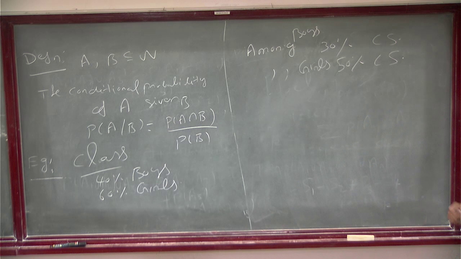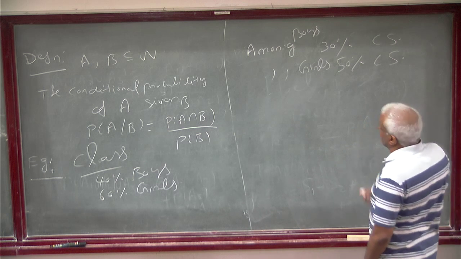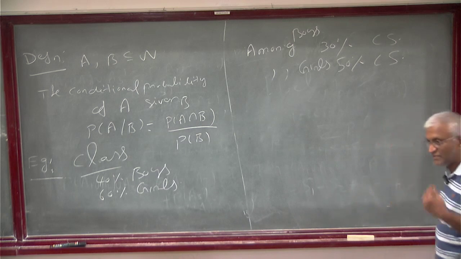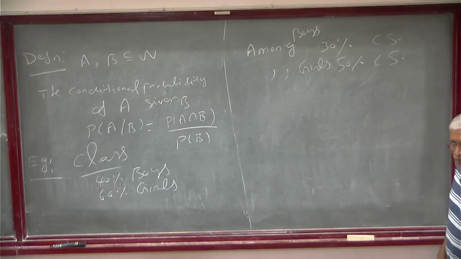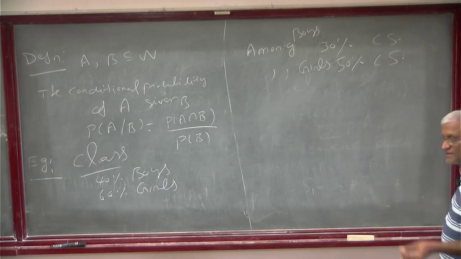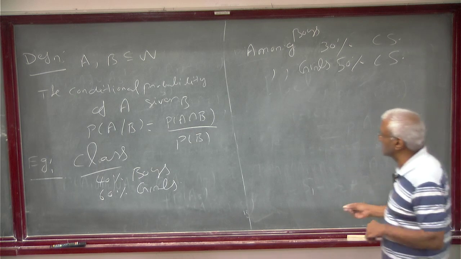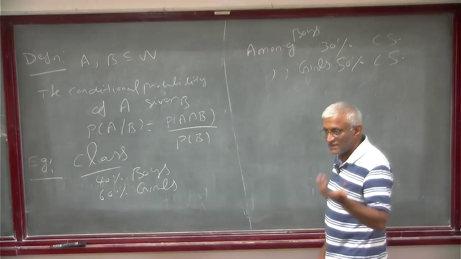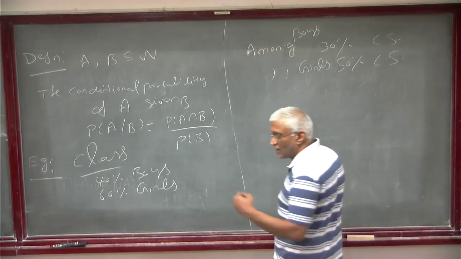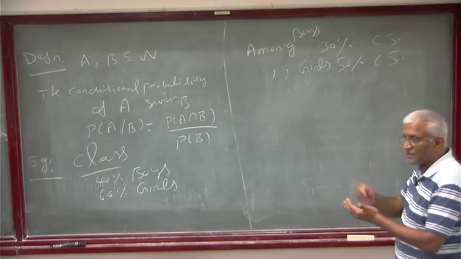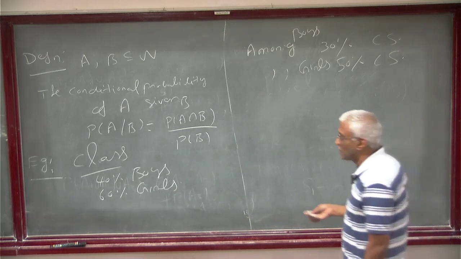So what do you want to do? Now you select one person at random. How do you select? Of course, you can ask them, but this is an experiment. So you have an answer sheet or something. You know that the selected person is a computer science person. Then you want to find the probability that it's a boy or girl. So how will you do that?